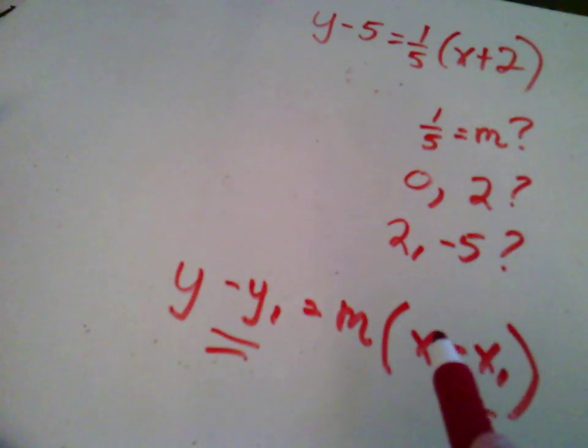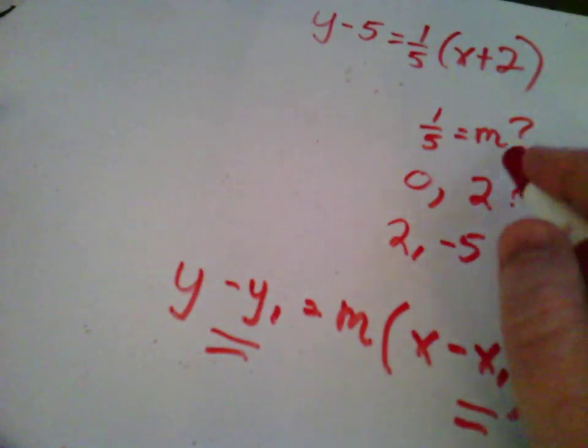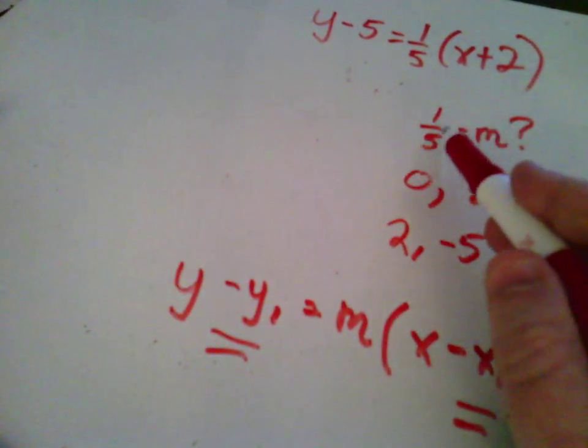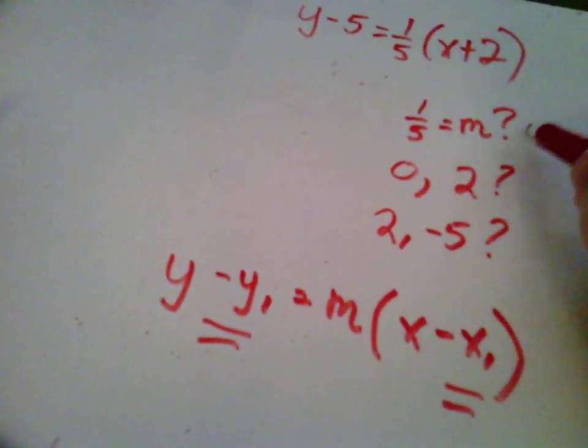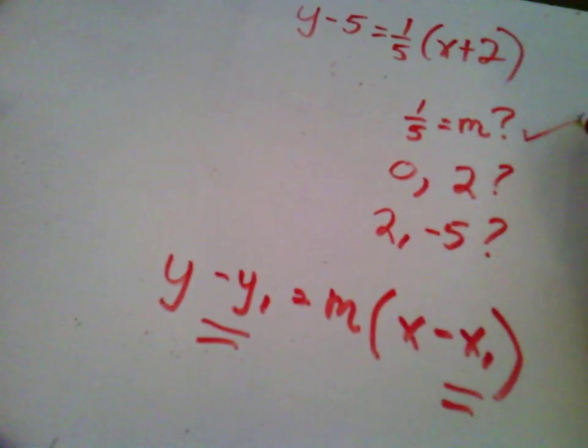Now, let's check a few things. First, is 1/5 the slope? Is 1/5 m? Well, actually, yes, that's really easy. This is true. The slope is 1/5.